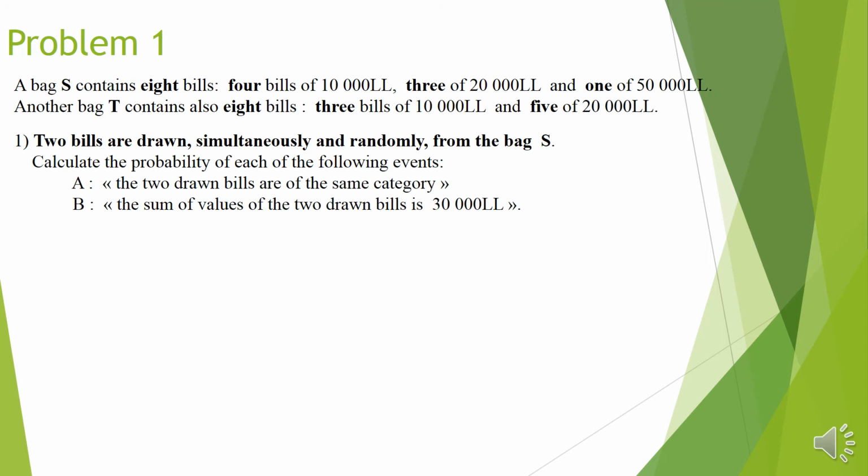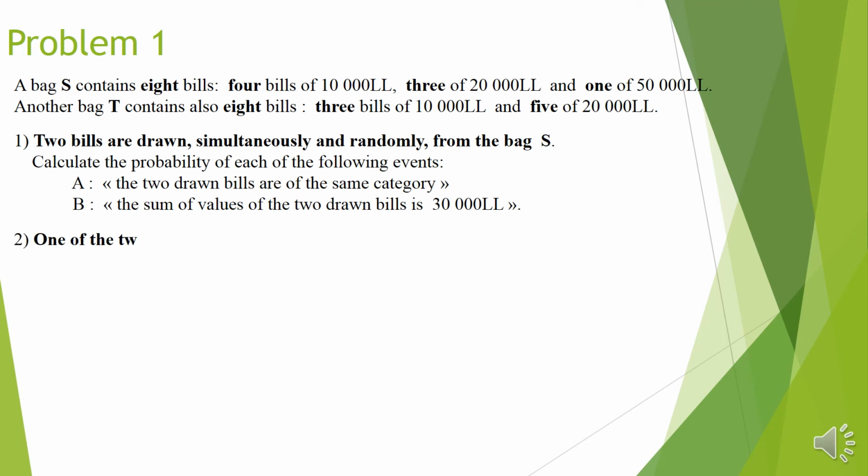We can't take both of them 50 from the start. Can we say the first 10 and the second 50? Also no. One of them 20 and the second 50, also no, because their sum is 70. So to get 30 we just have 10 and 20. One of them 10,000 and the other is 20,000 Lebanese pounds.